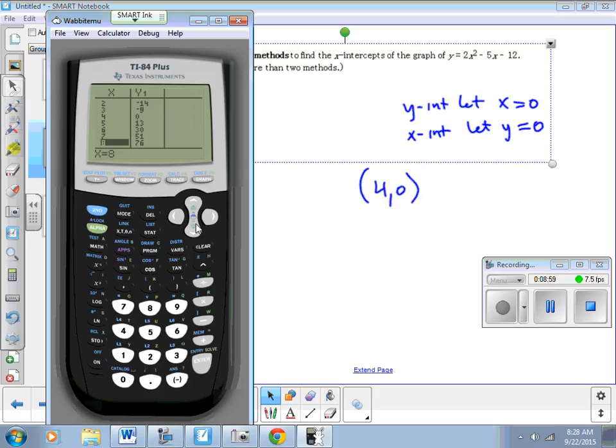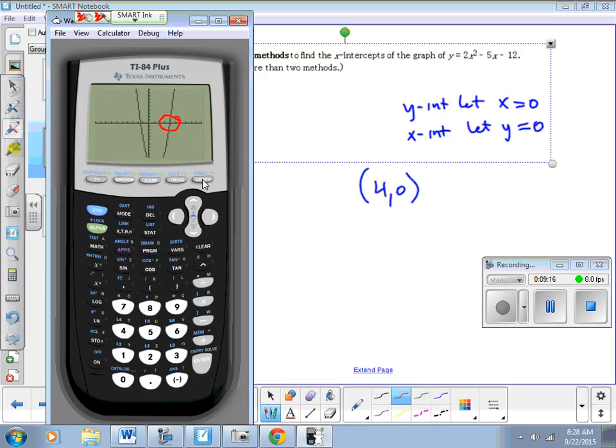Go back to the graph. Is it true that that graph touches the x-axis twice? Does it? One of them is at 4, 0. You guys see it? It's right here. So at 4, 0, right there, there's one x-intercept. You see that the other one is over here on the left of 0? So go ahead and see if you can look at the table of values and find the x-intercept to the left of 0.